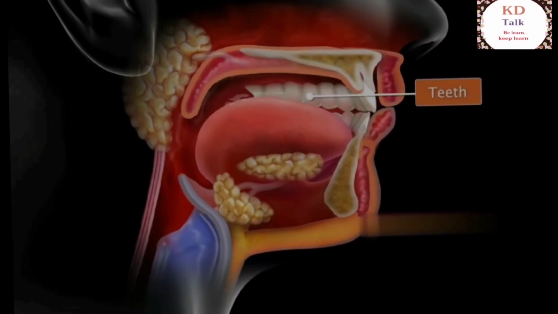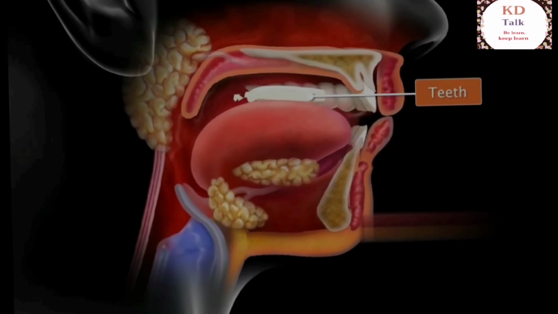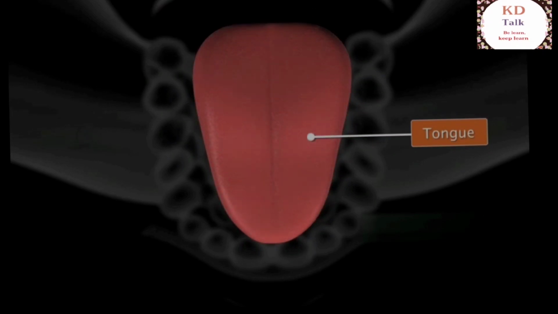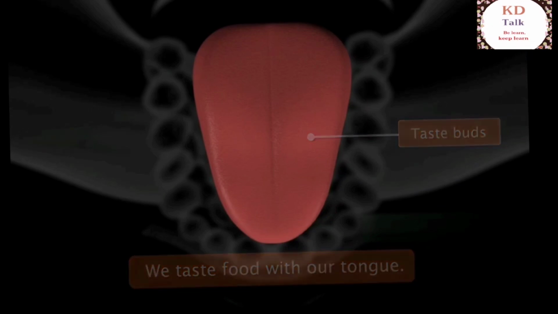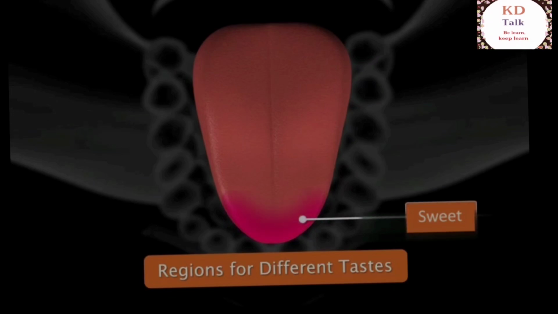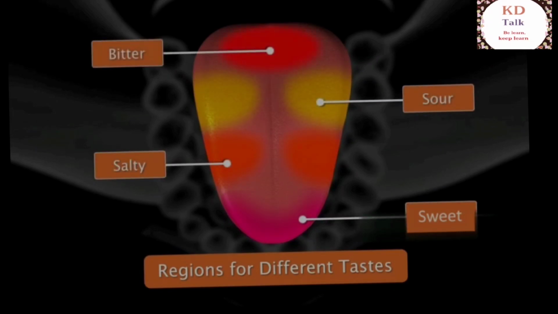The teeth help in breaking down the food into small particles. The tongue is a muscular organ that helps by rolling food and mixing it with saliva. We taste different flavors because of the presence of taste buds on the tongue. The tongue has regions for different tastes, such as sweet, sour, salty, and bitter.